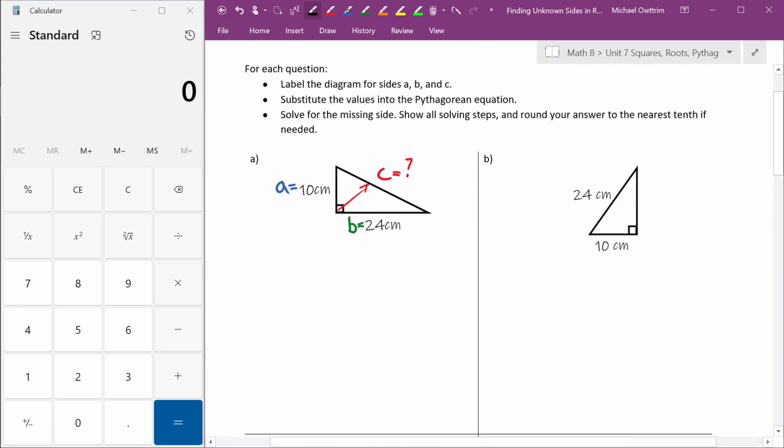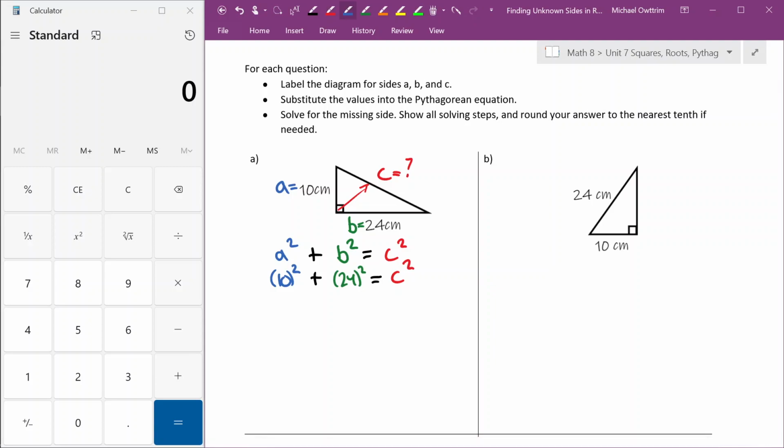Next, I want to substitute these values into my Pythagorean equation. My Pythagorean equation is that a squared plus b squared should be equal to c squared. And I'm going to plug in the values that I said: a is 10 in this triangle, so 10 squared. I said b is 24, so 24 squared in the equation. And since I don't know what c is, I'll just leave it as c squared.